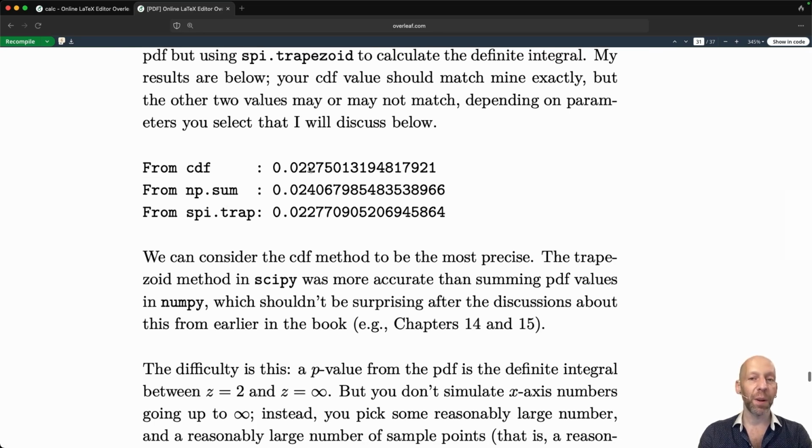So here is from the CDF. Now your results here for the CDF should match mine exactly. For numpy.sum and numpy.trapezoid, those numbers should be roughly consistent with what you see on the screen here, although they might be different depending on the values of the parameters that you pick when implementing this simulation. I'm going to have quite a bit more to say about this after I show you the Python code.